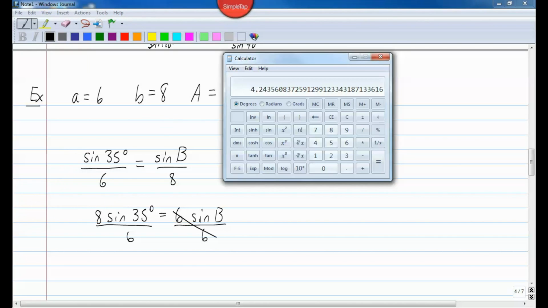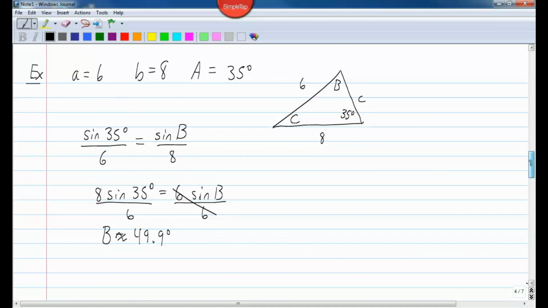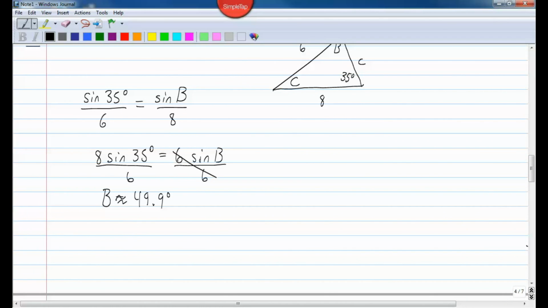Here's where I'm going to use the calculator. Make sure your calculator's in degree mode. Alright, and so work out the left side. I'm going to say 8 times 35 sine equals divided by 6 equals. Alright, and so this is what the left side of this equation is equal to. Now say inverse sine. So this angle measure, angle B, is 49.89 degrees, but if I just rounded that to one place, that would be 49.9 degrees. Alright, so angle B is about 49.9 degrees.